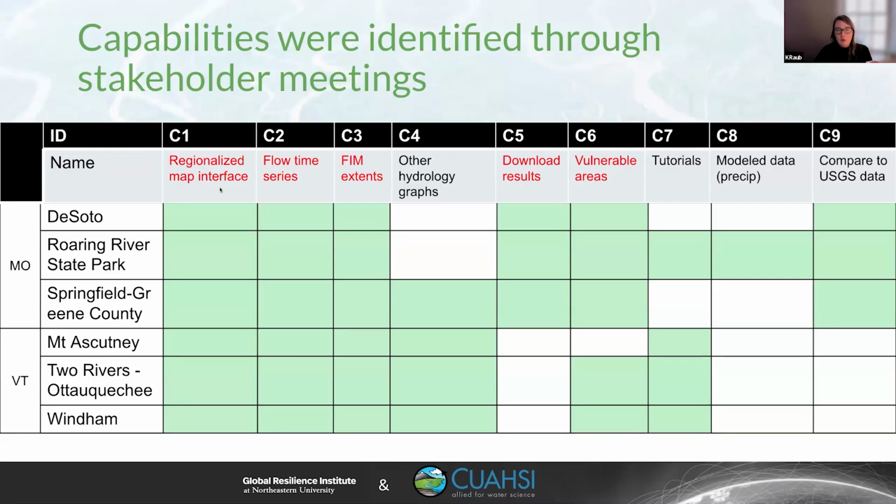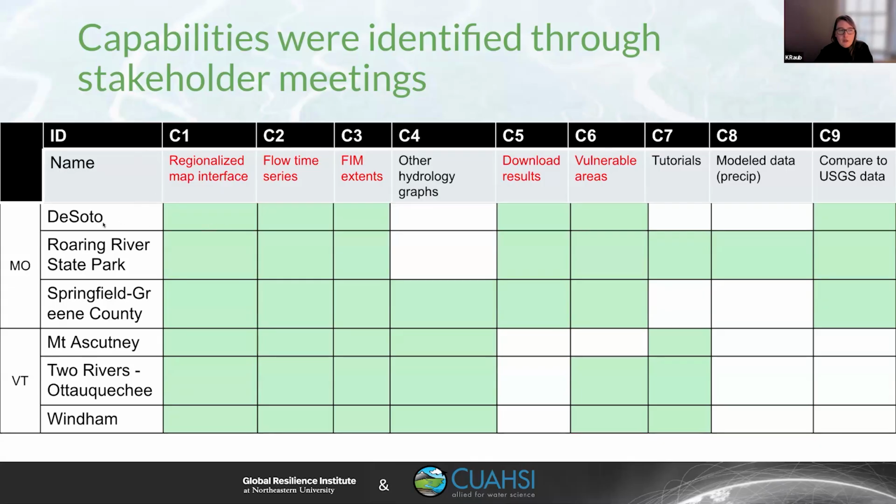These included a regionalized map interface. They just wanted something very specific to their community. They wanted a flow time series. They just wanted to very simply see what the streamflow of a river of interest looked like over time. They wanted to see what a flood boundary might look like for a particular event. They wanted to download results or identify a vulnerable area, et cetera.